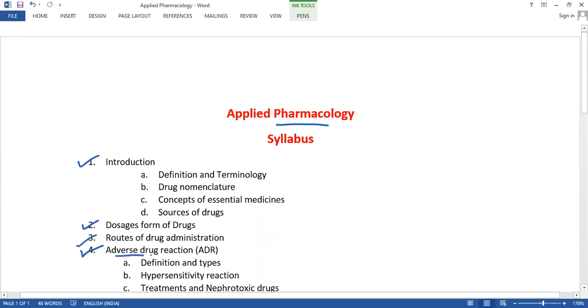That is the adverse drug reaction, ADR. It deals with three topics: the definition with the types, the hypersensitivity reaction under this ADE and the treatments, what treatments have been initialized for this, and nephrotoxic drugs. What are those nephrotoxic drugs? So let's start the class.